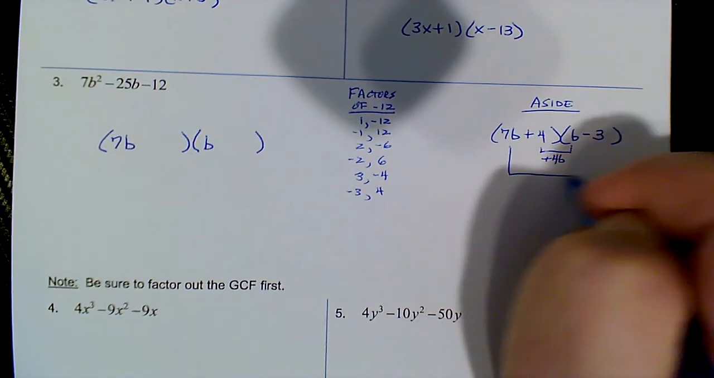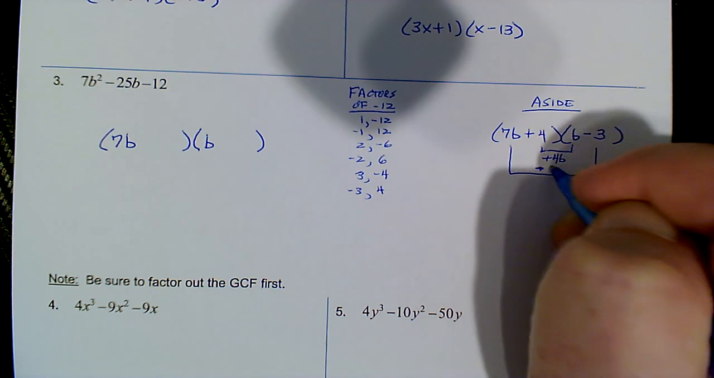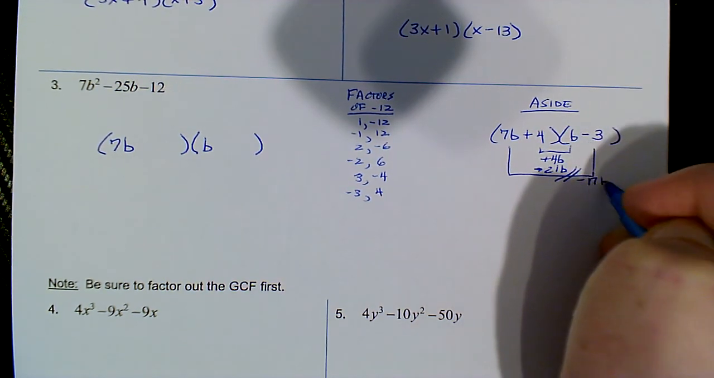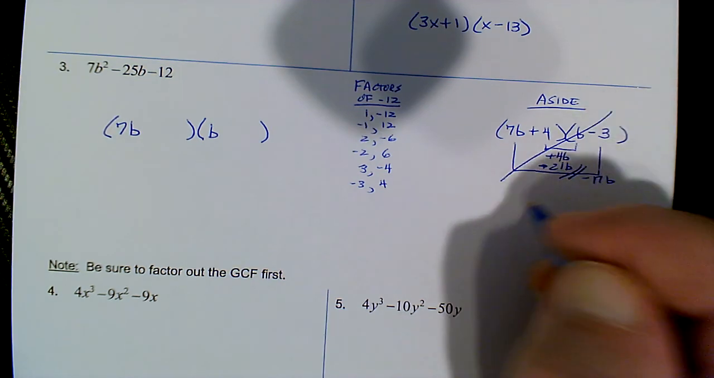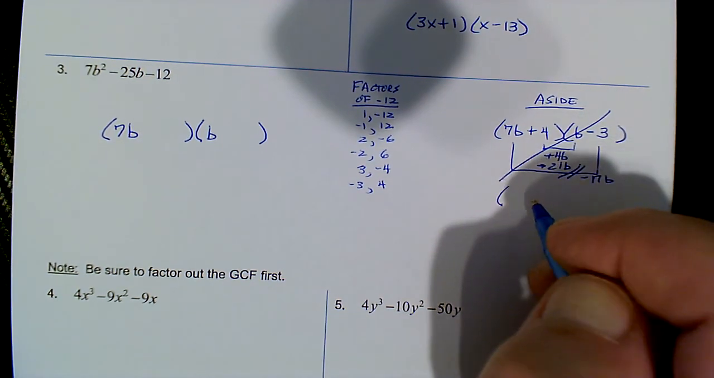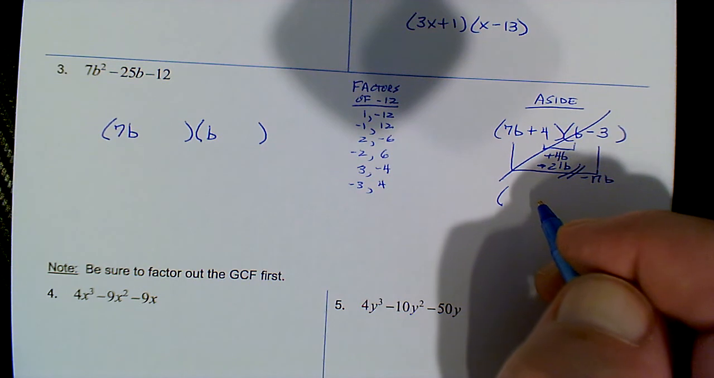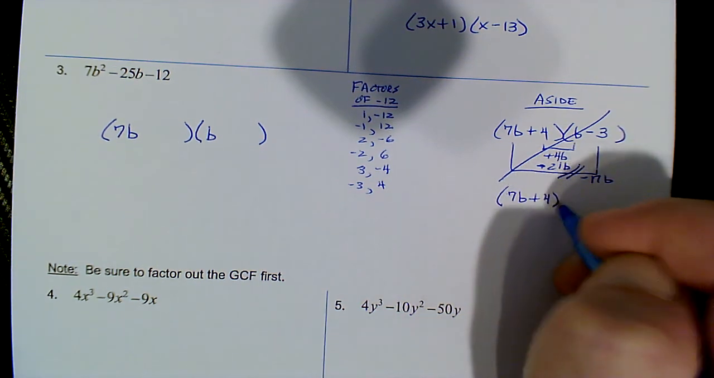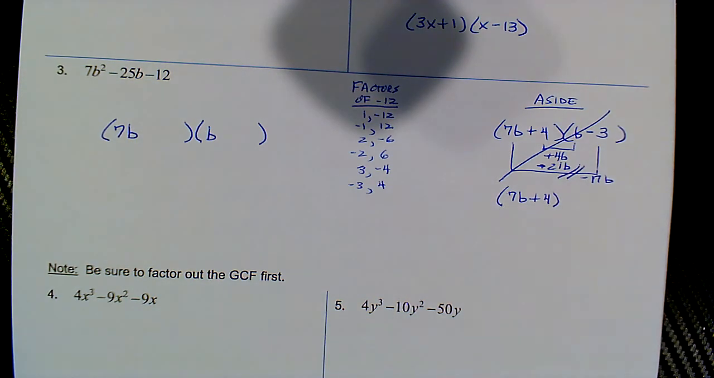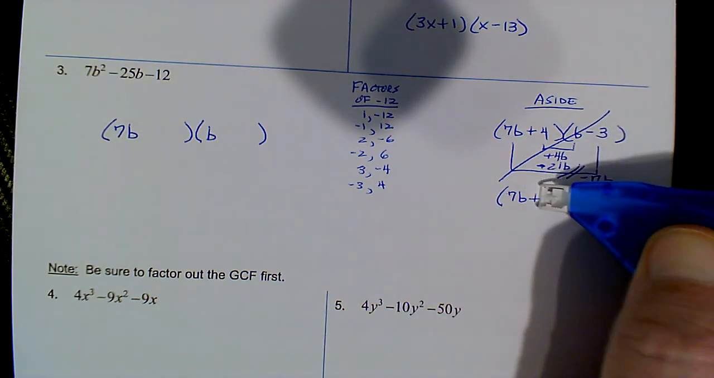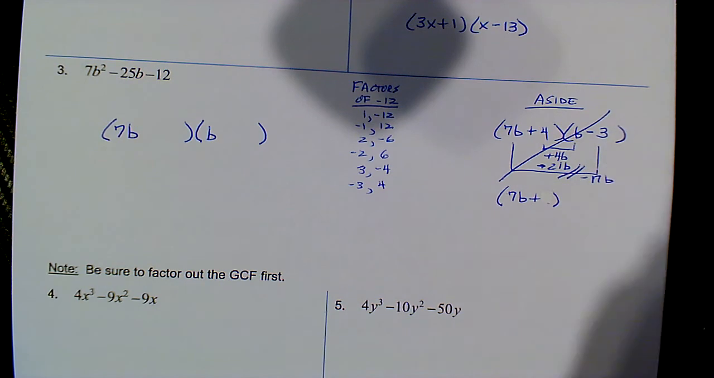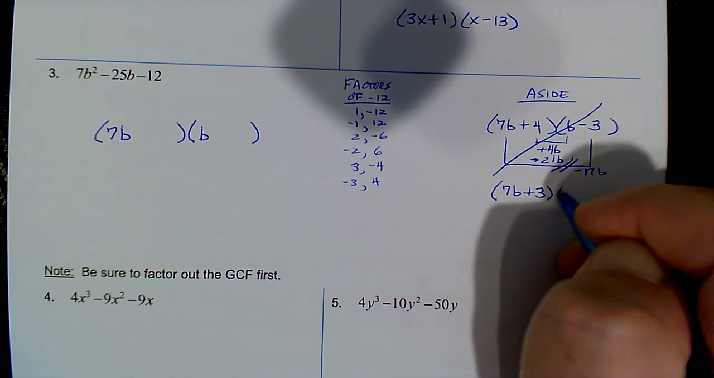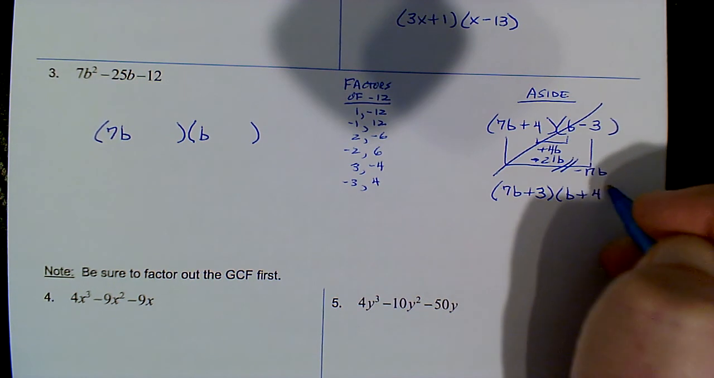Plus 4b, negative 21b. Now that gave us negative 17b. So that's not it. Maybe if I switch the 4 and the 3. So 7b plus 4, or plus 3. I'll leave the signs the same for now. And b minus 4, excuse me.